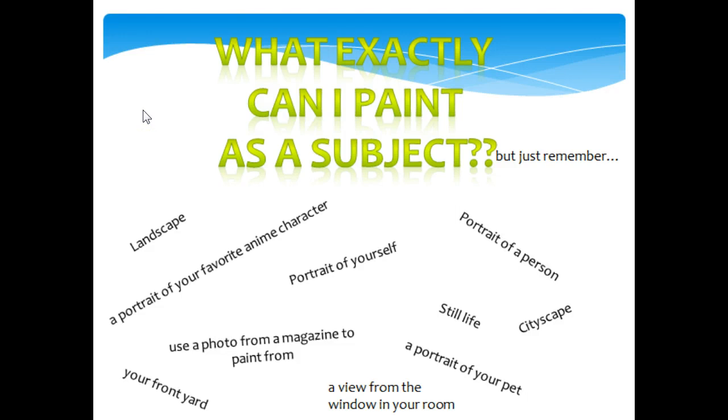What can I paint? So there are actually a lot of choices. You could do a landscape or a view from the window out of your room, your front yard, your backyard. You could do a cityscape. You could do a still life, which is objects on a table, right? Still life means that it's nothing alive, so just objects in your house or wherever.